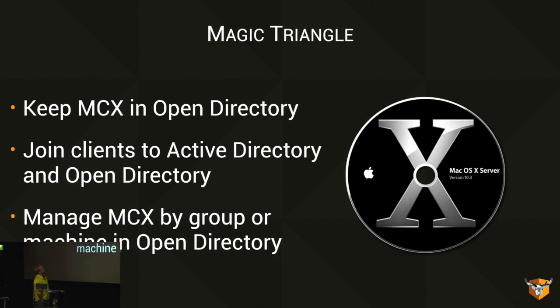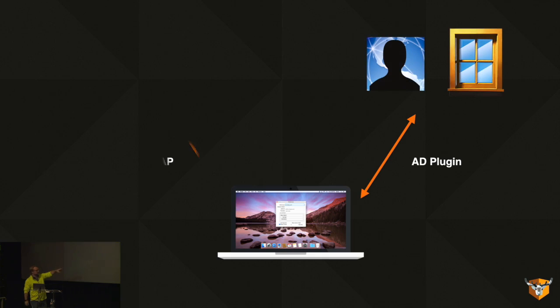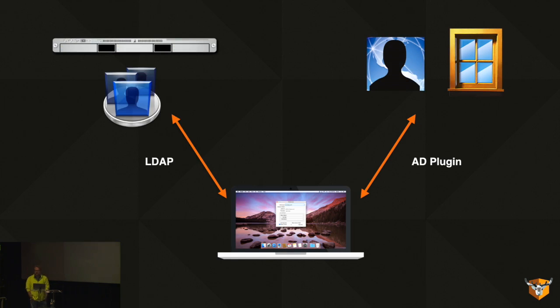So if you remember this, right, we had the magic triangle where you'd keep MCX and Open Directory, join clients, manage MCX by group or machine. And this slide, I still love it, except for the laptop having been changed, is a slide from my WWDC presentation in 2005, complete with non-infringing Windows logo. If you didn't get that, that's a window, but not Windows trademark. So we did a lot of work with the AD plugin back then, right? AD plugin came out in 10.3 is when it started to really become functional. People got very excited. We did some really cool things with it. And then it kind of got harder over time and maybe less and less useful for a lot of people.